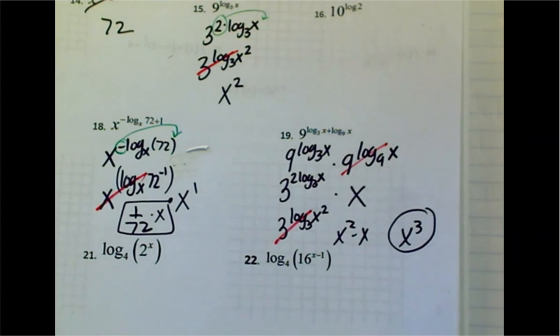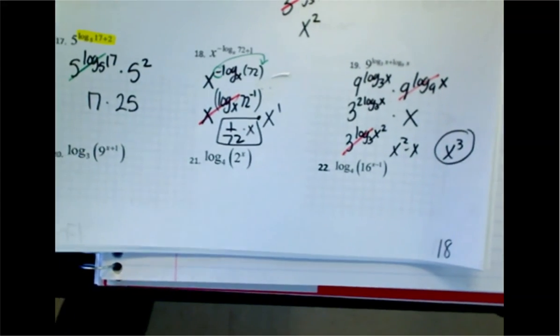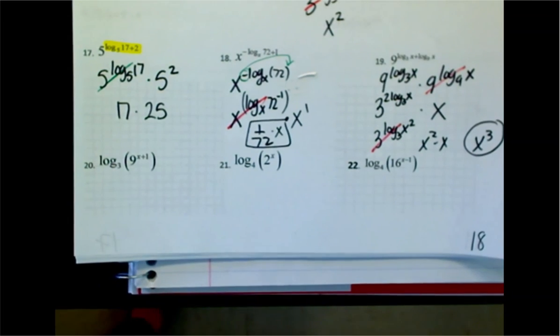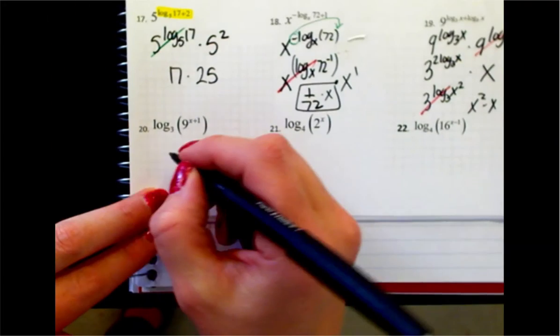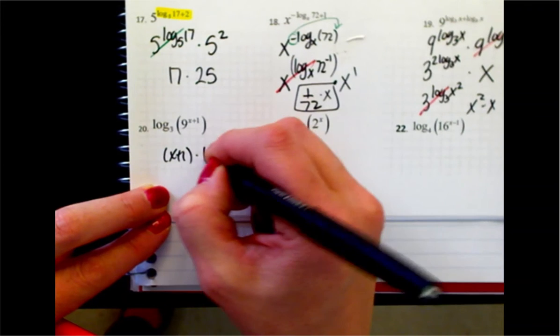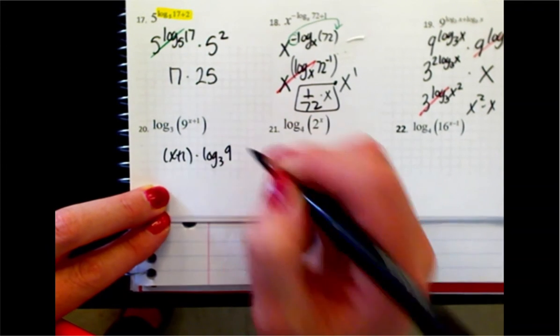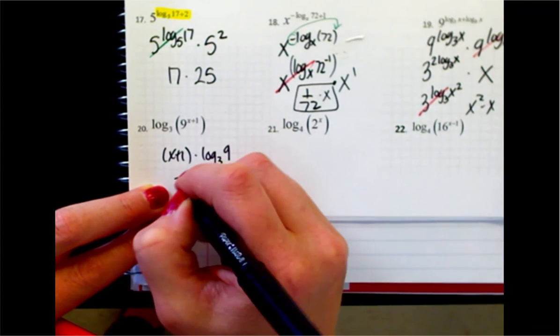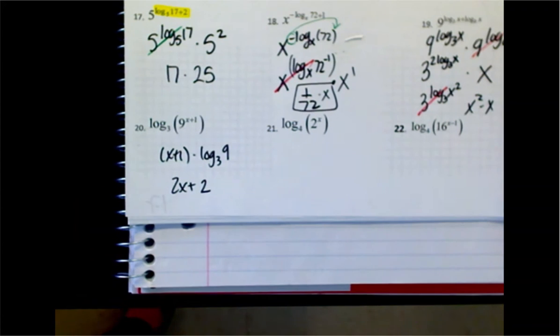Well, this is by far the harder inverse property to use. Okay? This is the harder one where the log is in the exponent. Let's do our last row, which is the easier of the properties. I'm going to do this one where I take my x plus 1 in front. Oh, that's just a 2. 2x plus 2. Log base 3 of 9 is 2, and I distribute.